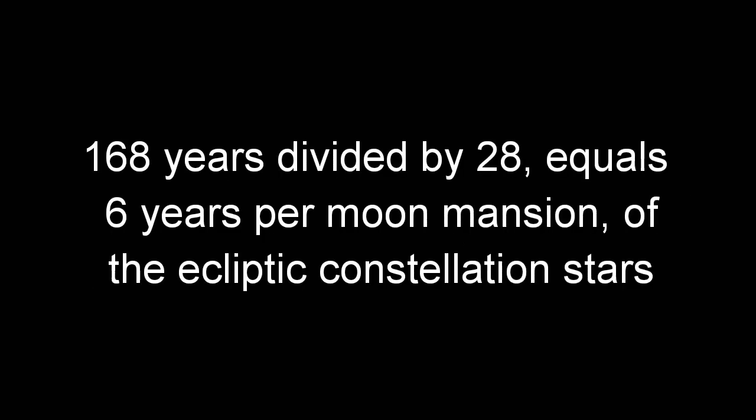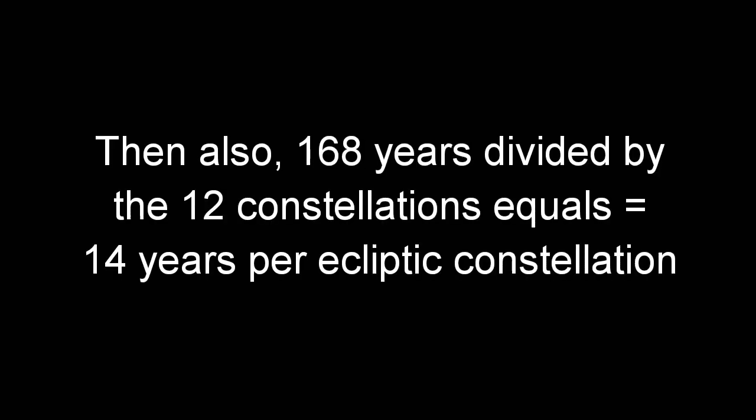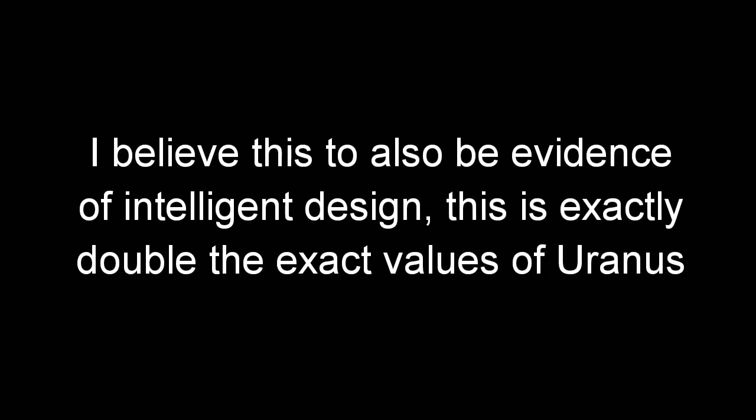168 years divided by 28 equals 6 years per moon mansion of the ecliptic constellation stars. Then also, 168 years divided by the 12 constellations equals 14 years per ecliptic constellation. I believe this to also be evidence of intelligent design. This is exactly double the exact values of Uranus.